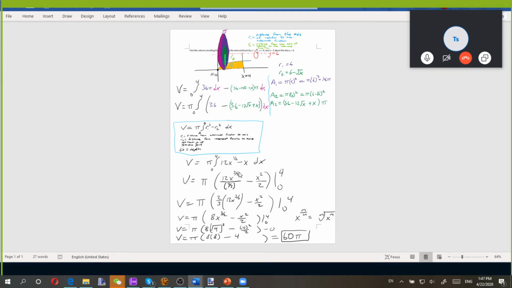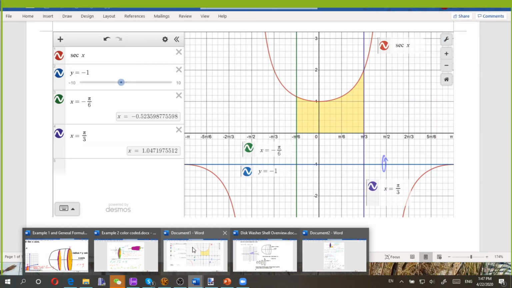Okay, I'm not as concerned about the integration part as I am about the setup. Let me do one more here, because I think we've got time for at least one more. And we'll stop there.